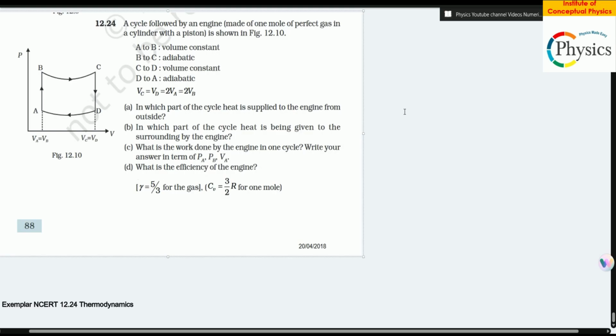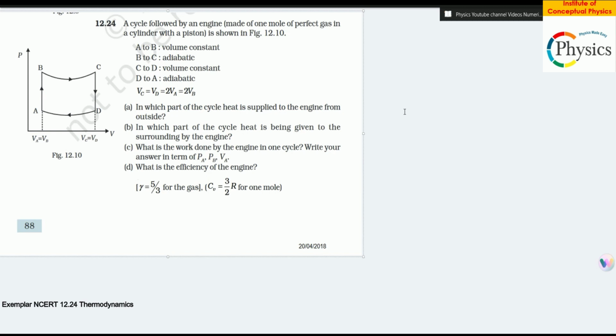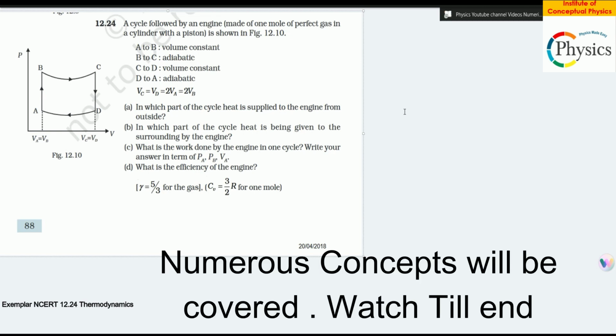Good morning. This is a numerical from NCERT Exemplar 12.24. Very important numerical to understand the working of a cyclic process and identifying what is happening in each part of the cyclic process. When I say each part of the cyclic process, I mean what is happening during the PV graph or the PV indicator diagram for each component.